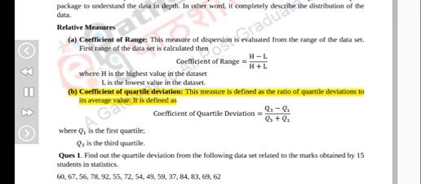B. Coefficient of quartile deviation. This measure is defined as the ratio of quartile deviation to its average value. It is defined as coefficient of quartile deviation equals (Q3 minus Q1) divided by (Q3 plus Q1), where Q1 is the first quartile and Q3 is the third quartile.